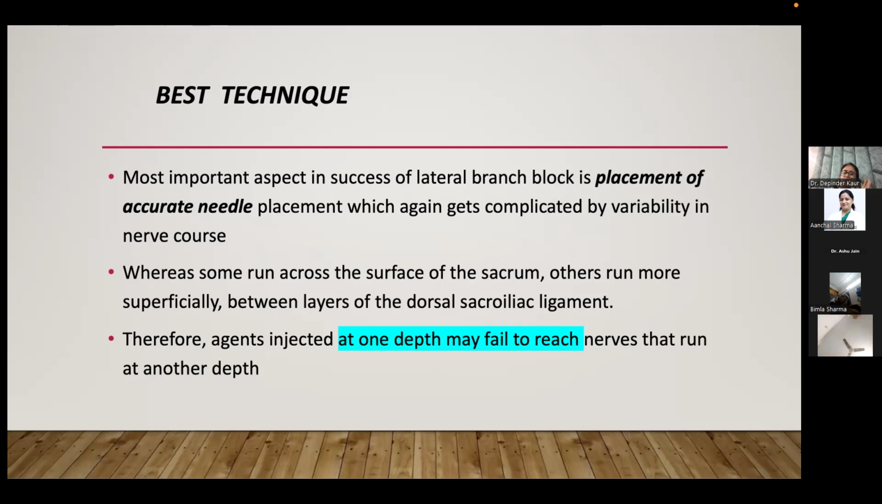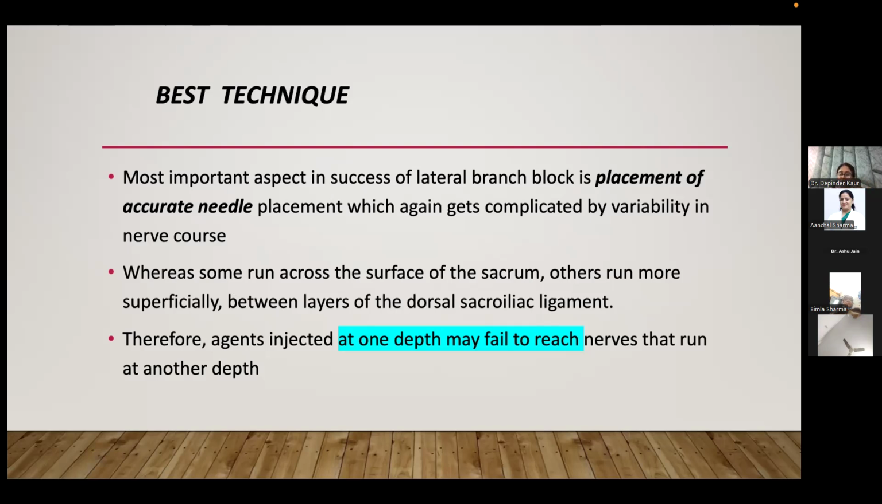But these lateral branches are highly variable in their course, right? So some run across the surface of the sacrum, some run superficially over the dorsosacroiliac ligament, and some are in the planes of the ligament. So if you inject at one depth, you may fail to reach the nerves, because the nerve may be at another depth.